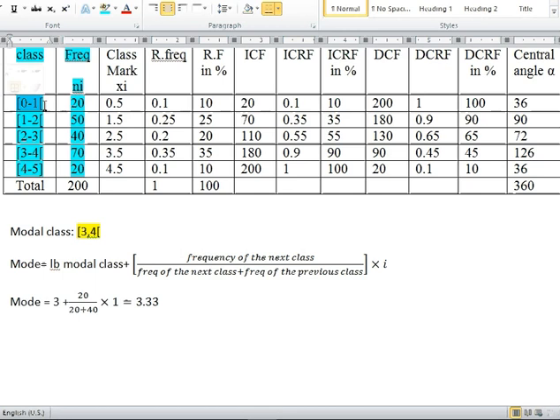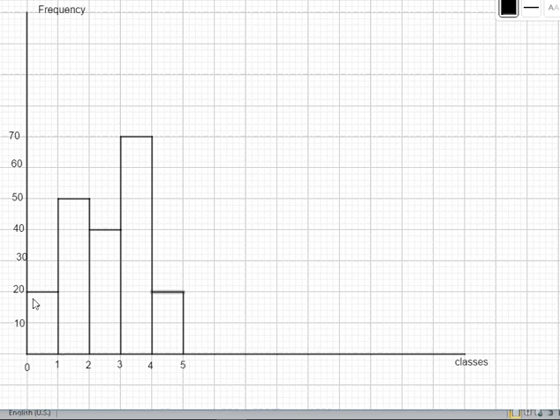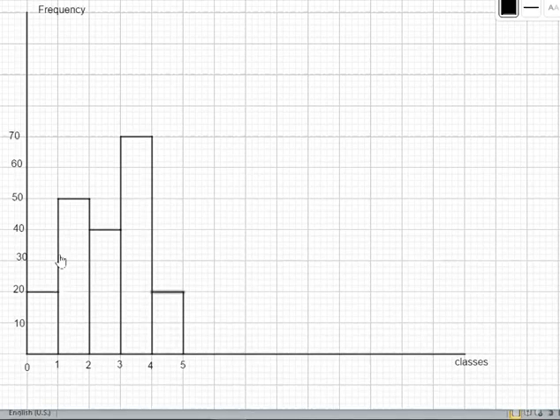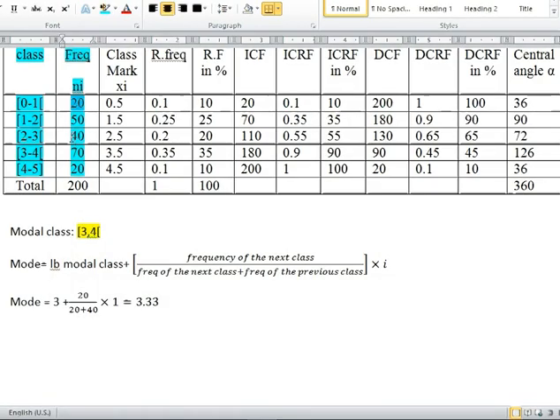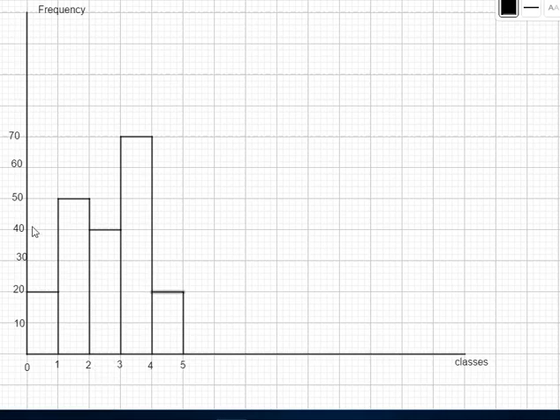So from 0 till 1 the frequency is 20. You make a rectangle till 20. Okay, the next one, from 1 till 2 the frequency is 50. So from 1 till 2 you go up till 50 and you make your rectangle. Then for the next class, from 2 to 3 it's 40. So from 2 till 3 you stop at 40, you make your rectangle, and so on.